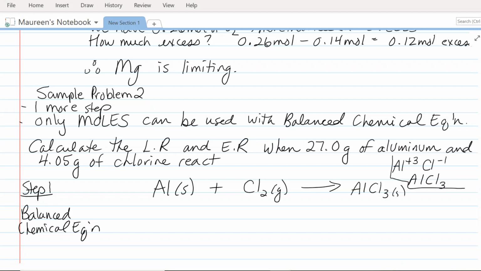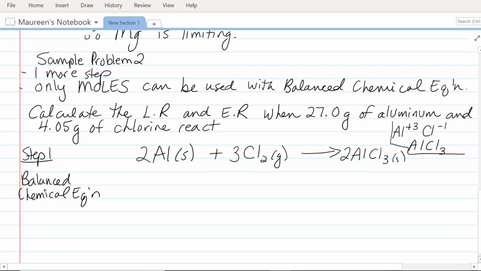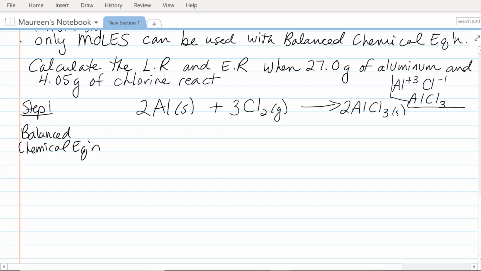2 chlorines here and 3 chlorines over here. We'll go for a common denominator of 6, and that puts 6 on both sides, and then we just need to add the 2 here, and then that should be fine. Okay, so that's step 1. Step 2, same step 2, we're going to just gather our given information. I like to put it right underneath what we've got here, and we know we have 27 grams of the aluminum and 4.05 grams of chlorine.